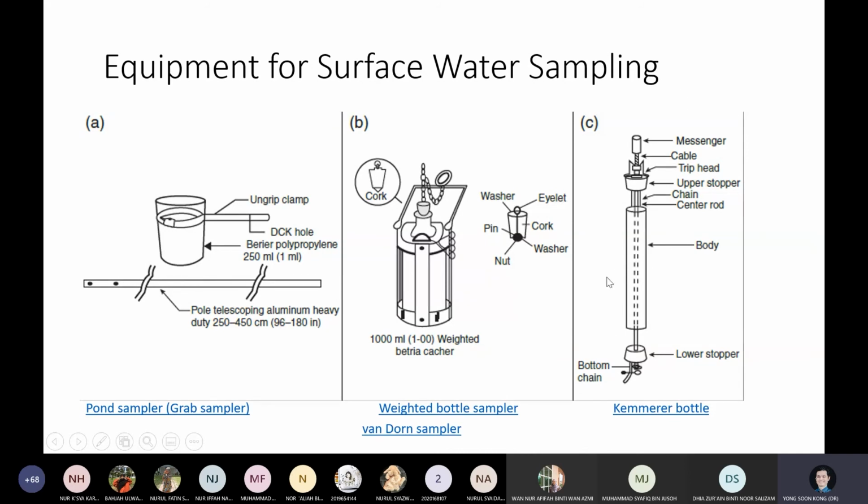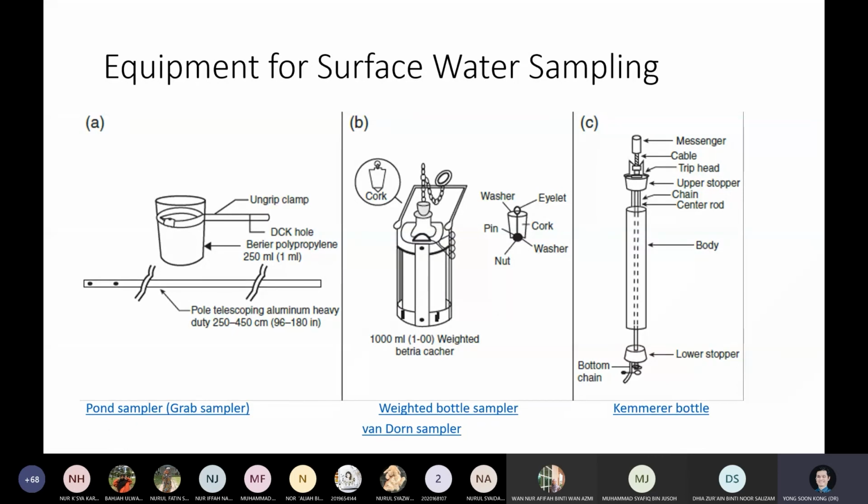Now why this is so practical is that there is a rope tied to one part of this Kemmerer bottle, and once they have lowered it down into the river, they can lower it according to the depth that they want. Once they reach that depth, they pull the trigger and collect the water sample from there. So the Kemmerer bottle is the one that people use outside, but unfortunately our faculty has not purchased this one, so you don't have an idea how this was done.